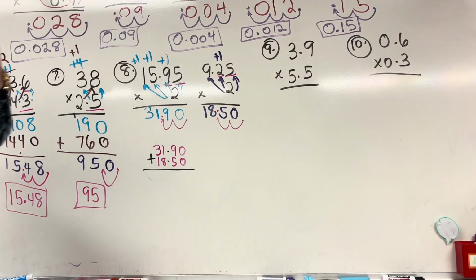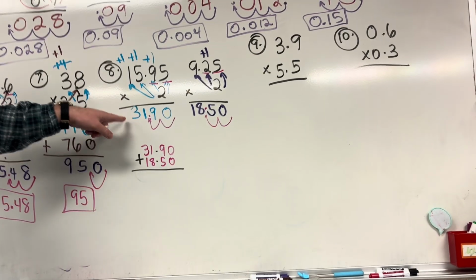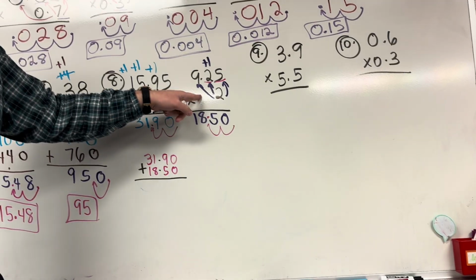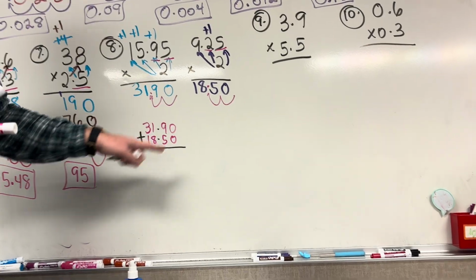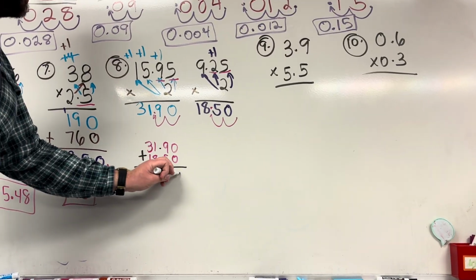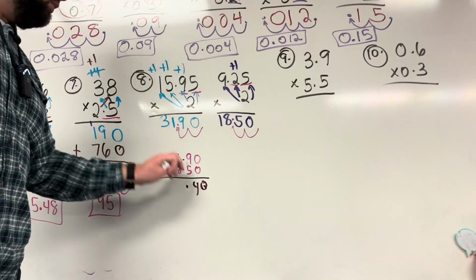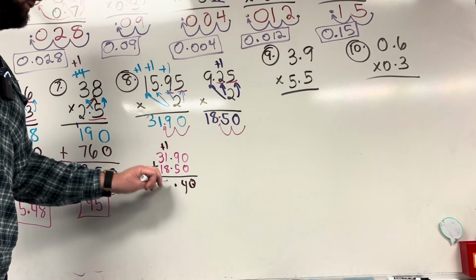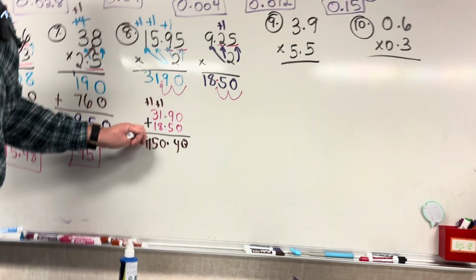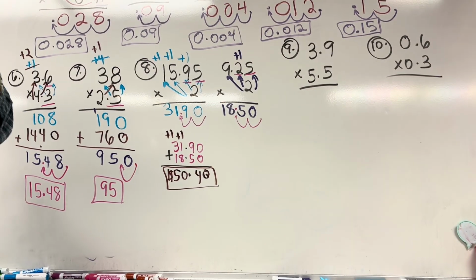And now I have to find the total cost, which means I have to add. This is the most difficult problem because not only do you have to find the cost of adults by multiplying by 2, or adding, and the cost of kids, but you have to find the total cost, which means you need to add. So when we add, we line up our decimals and we just add. 0 plus 0 is 0. 9 plus 5 is 14, carry that 1. 8 plus 2 is 10, carry that 1. And that's going to be $50.40. Okay, and that's your total cost.